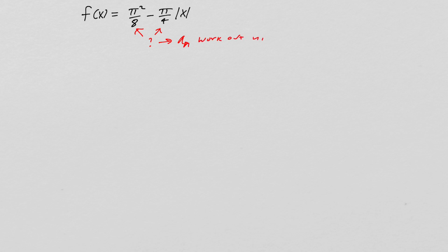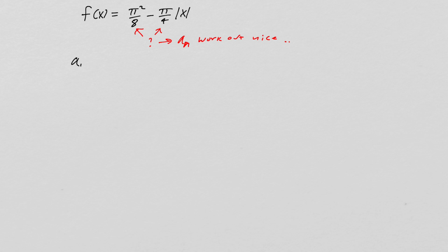I'm going to write my function again. f of x is equal to pi squared over 8 minus pi over 4 times the absolute value of x. You might be wondering why I chose these particular values there. And the answer, of course, is that it makes a_n work out nicely. It has a nice final answer. So I'll show you what's happening there.